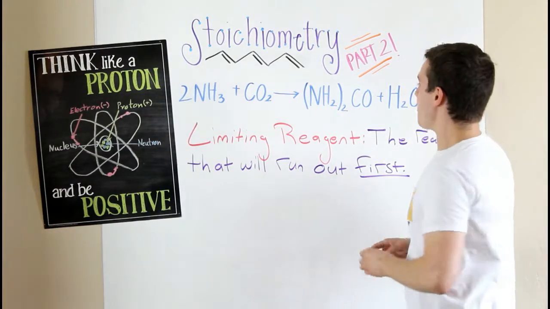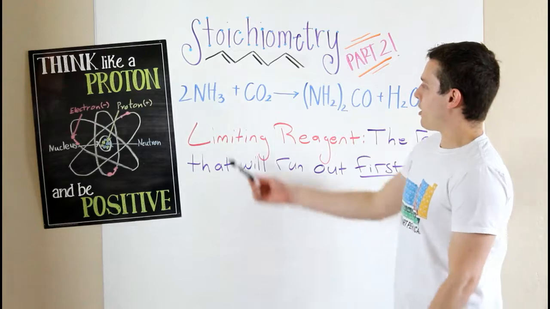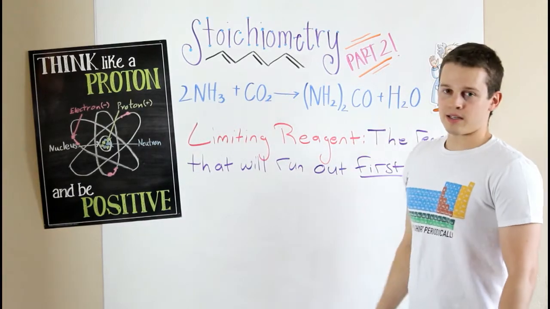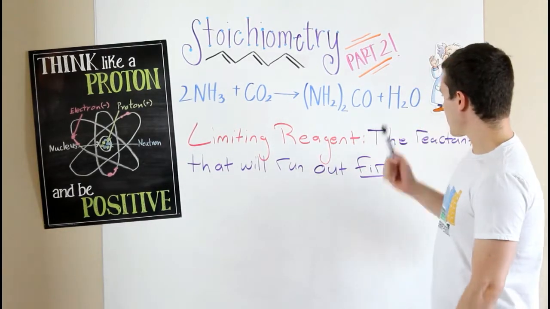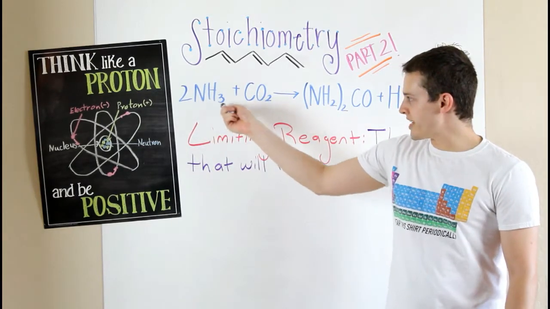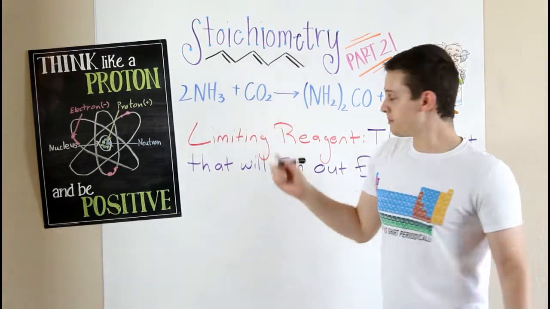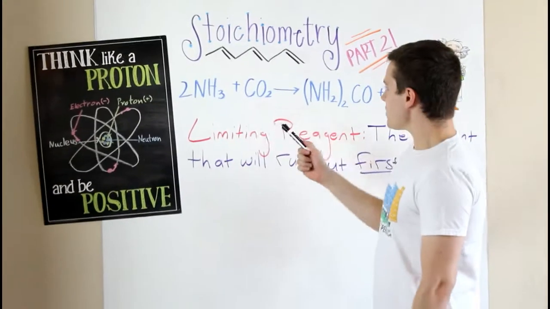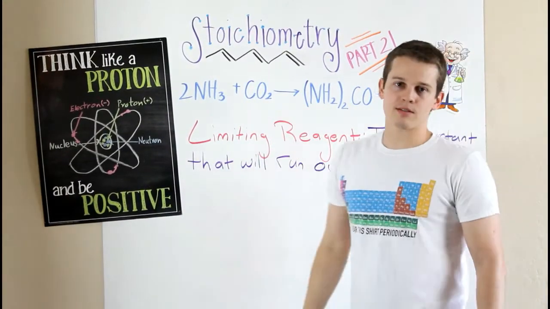Anyway, not the point. We're going to talk today about reacting ammonia and carbon dioxide to make urea and H2O. And we're going to have specific quantities of both of these reactants or reagents here. And we're going to see which one limits the reaction.